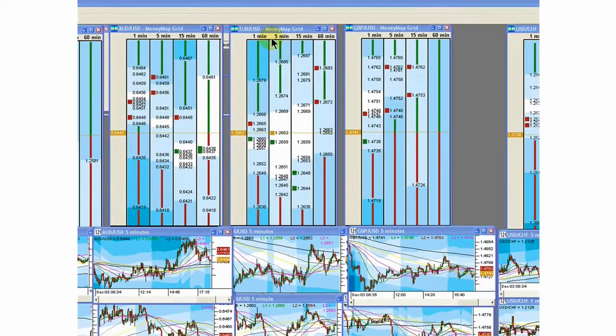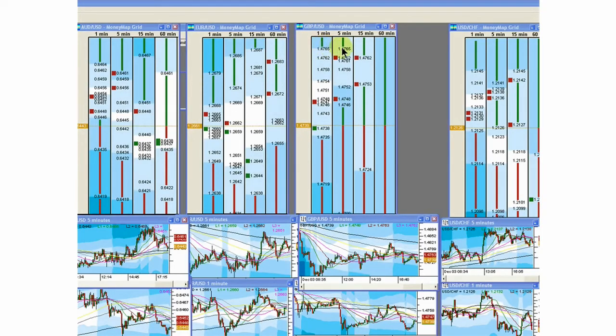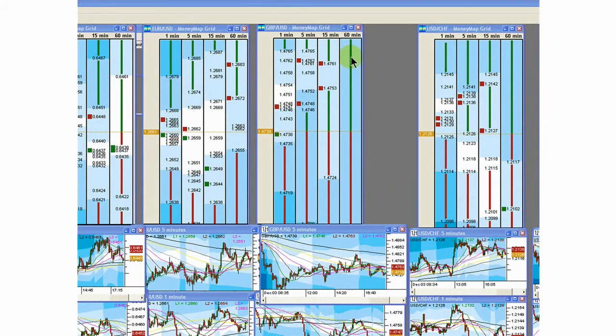You can see that we're looking at basically what we like to say are 4 lanes or 4 roads that you're looking down at. And you've got here what's called a 1-minute lane. This is a 5-minute lane. This is a 15-minute lane. This is a 60-minute lane.